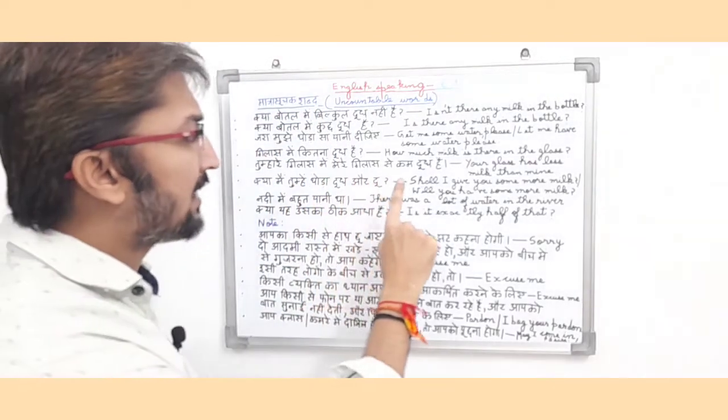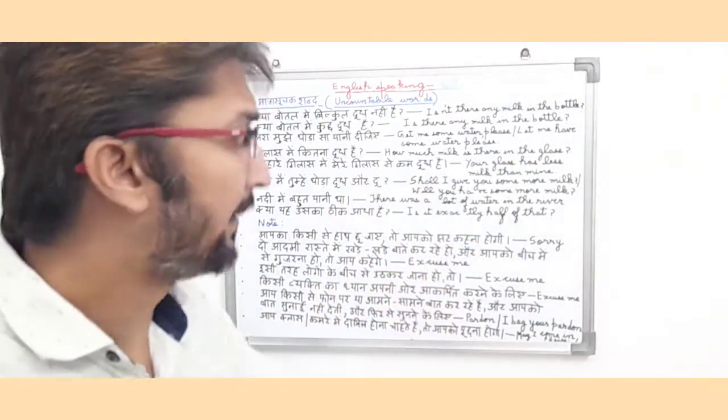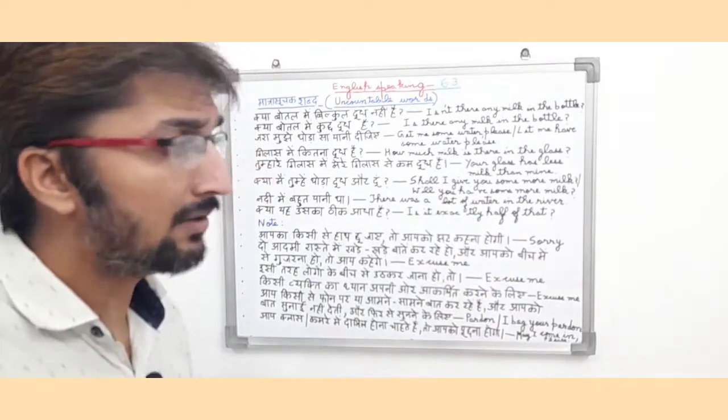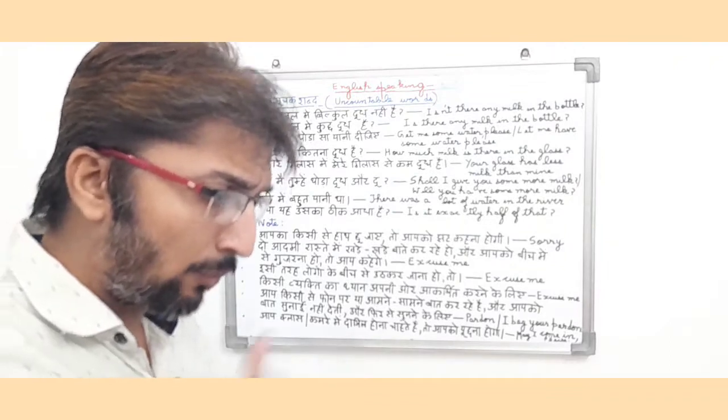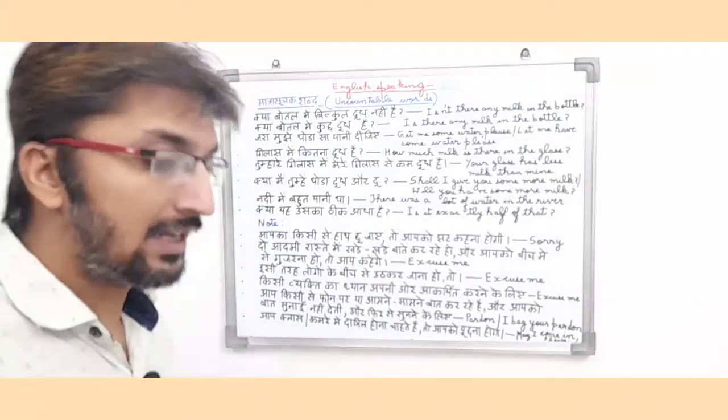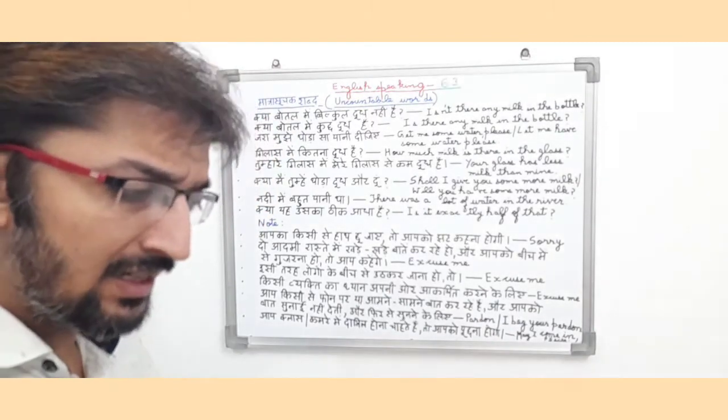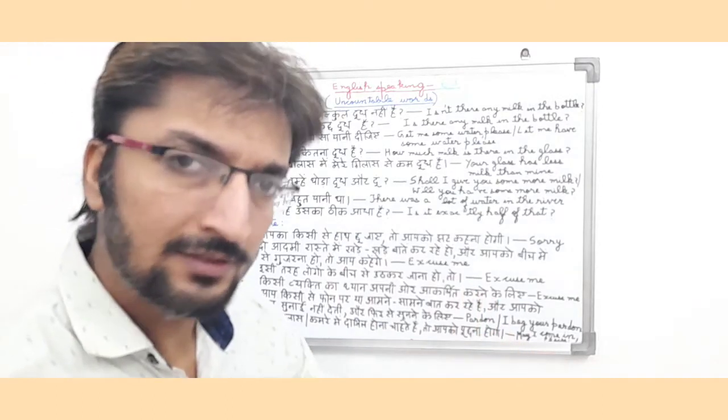तुम्हारे ग्लास में मेरे ग्लास से कम दूध है. So in English it means, your glass has less milk than mine. So friends, basically the sentence means तुम्हारे ग्लास में मेरे ग्लास से ज़्यादा दूध है. So the sentence is basically comparing the 2 glasses of milk.